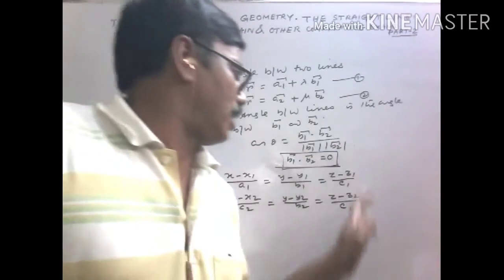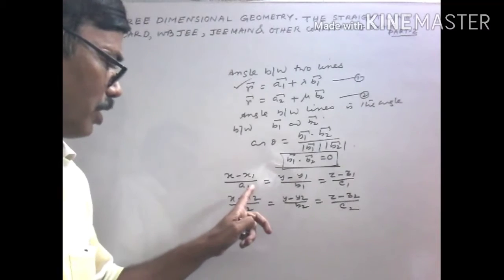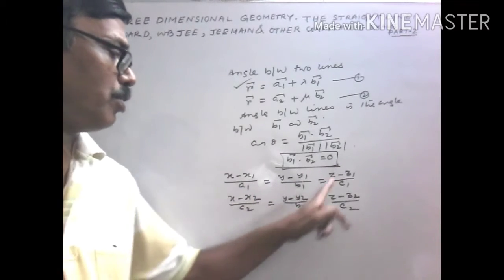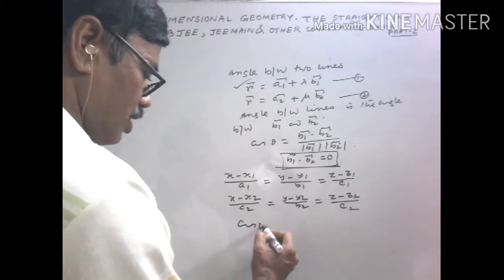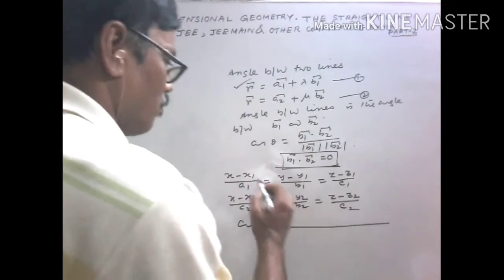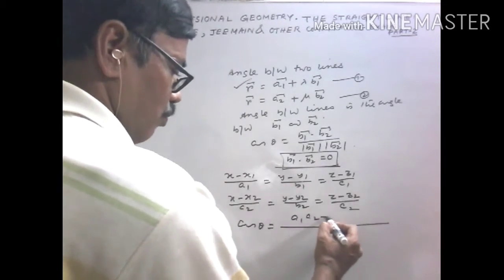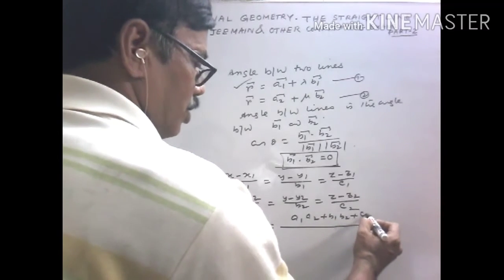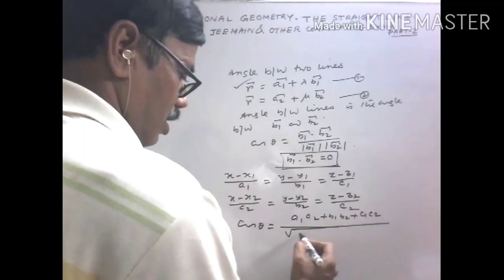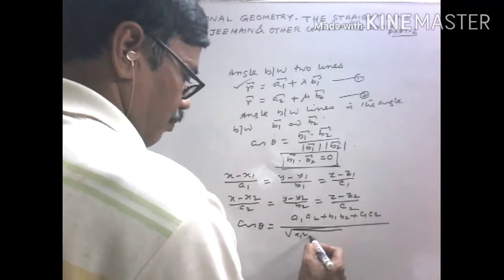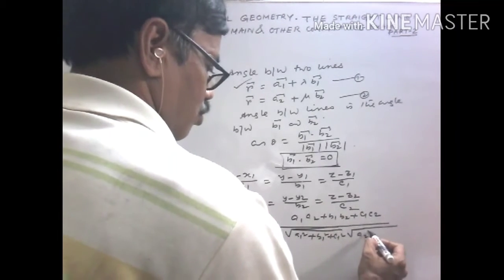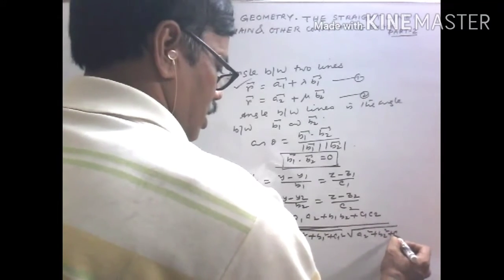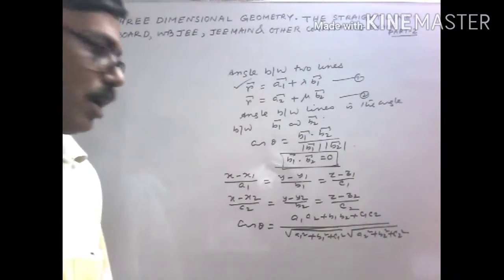So they are similar: b1 dot b2 means a1a2 + b1b2 + c1c2. So the angle between them is cos θ = b1 · b2, that is a1a2 + b1b2 + c1c2, divided by the root over (a1² + b1² + c1²) into (a2² + b2² + c2²).